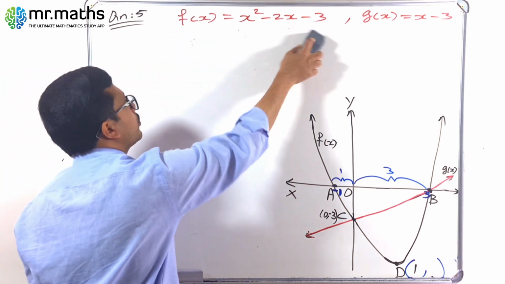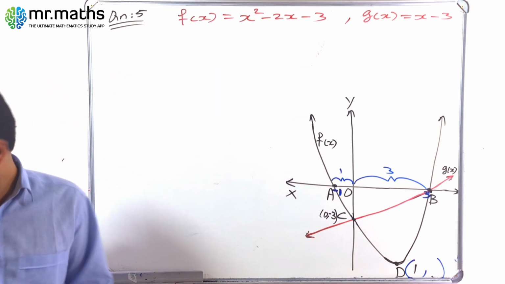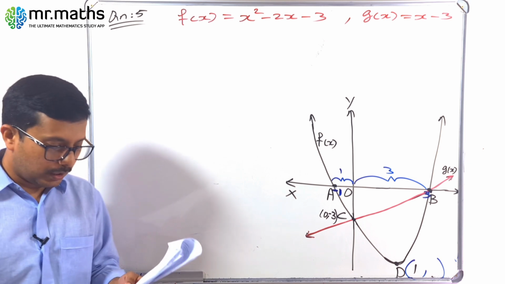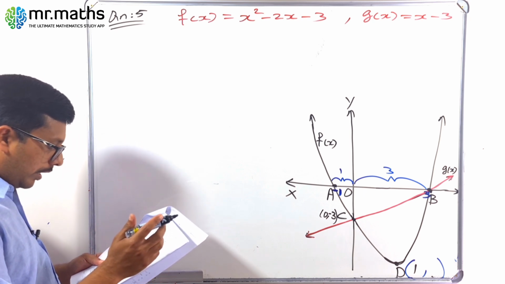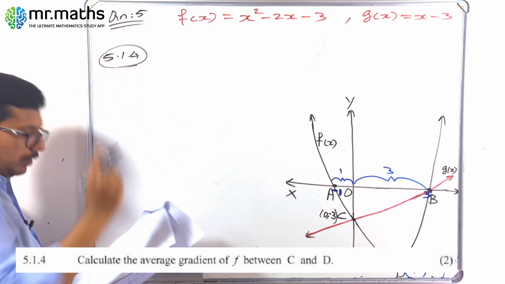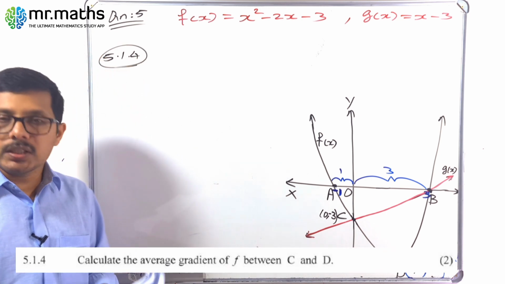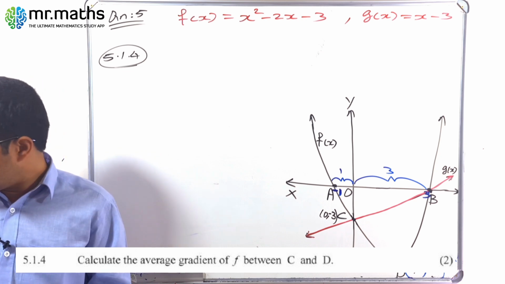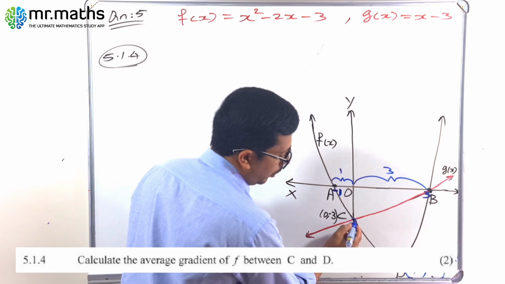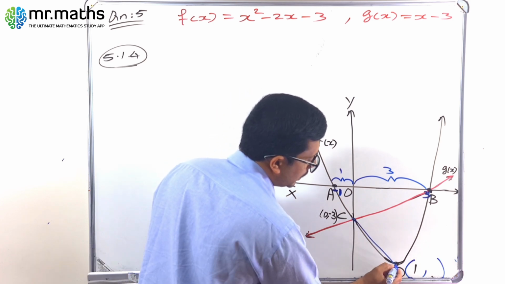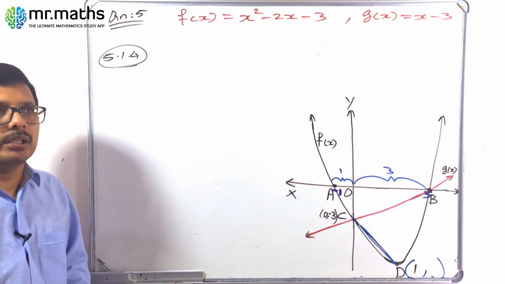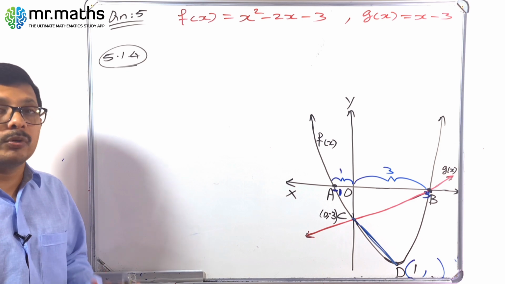Now let's move to question number 5.1.4. Calculate the average gradient of f between C and D. You have to find the average gradient between C and D. Where are C and D? C is here, and D is here. So try to understand it like this: average gradient is the same as gradient. It's almost the same as gradient.